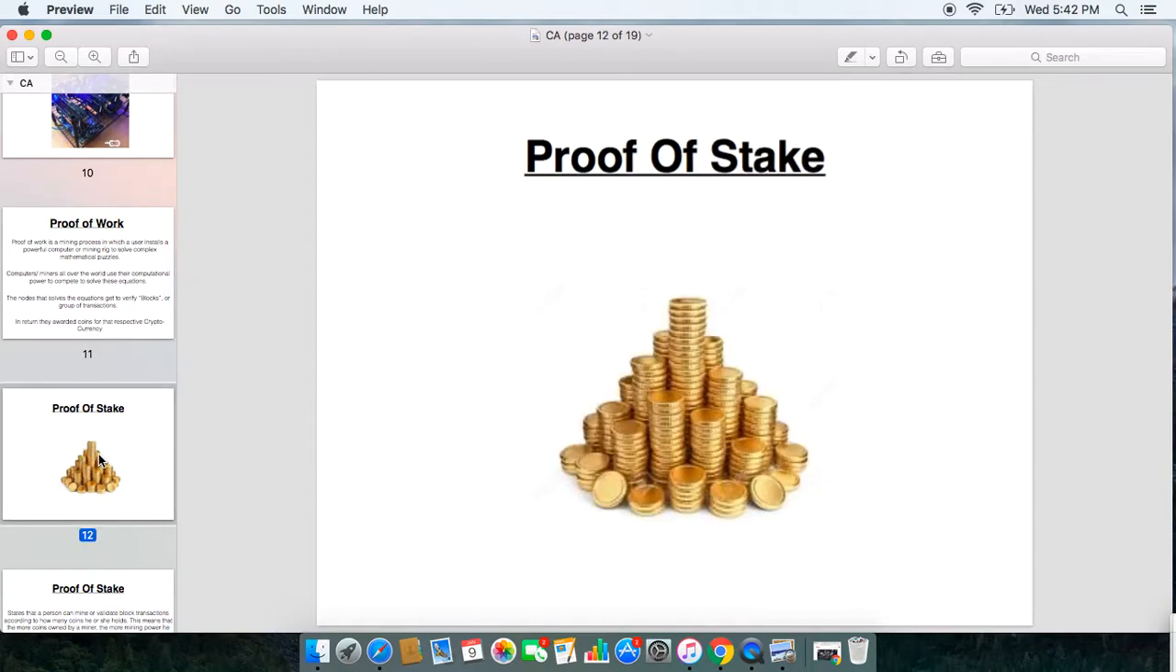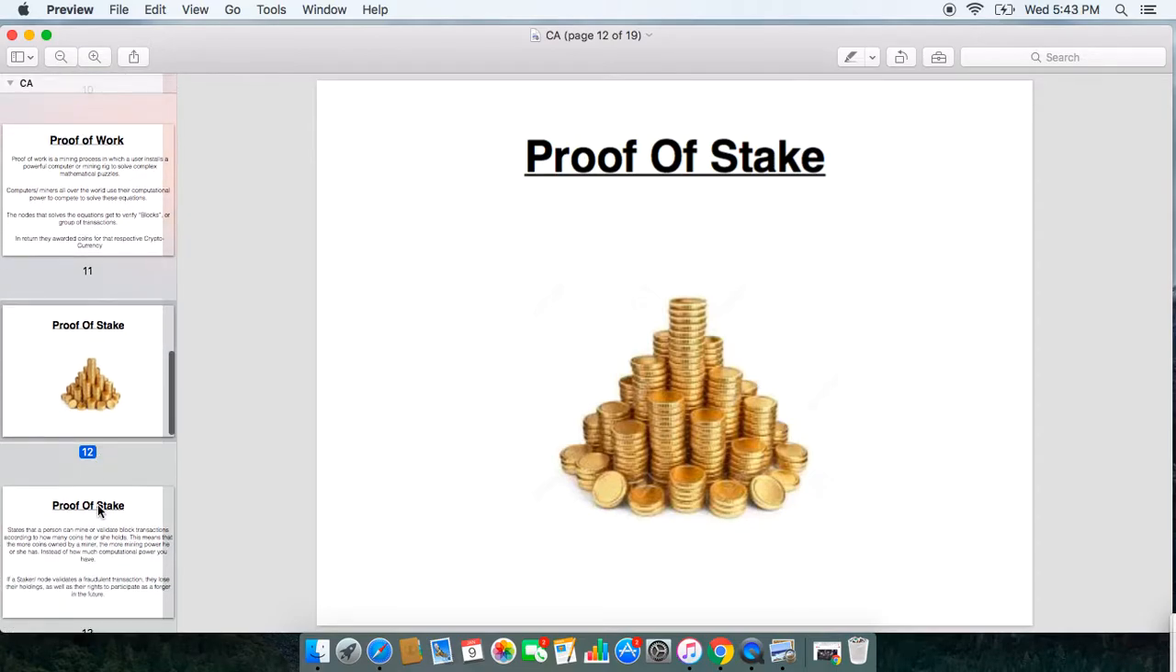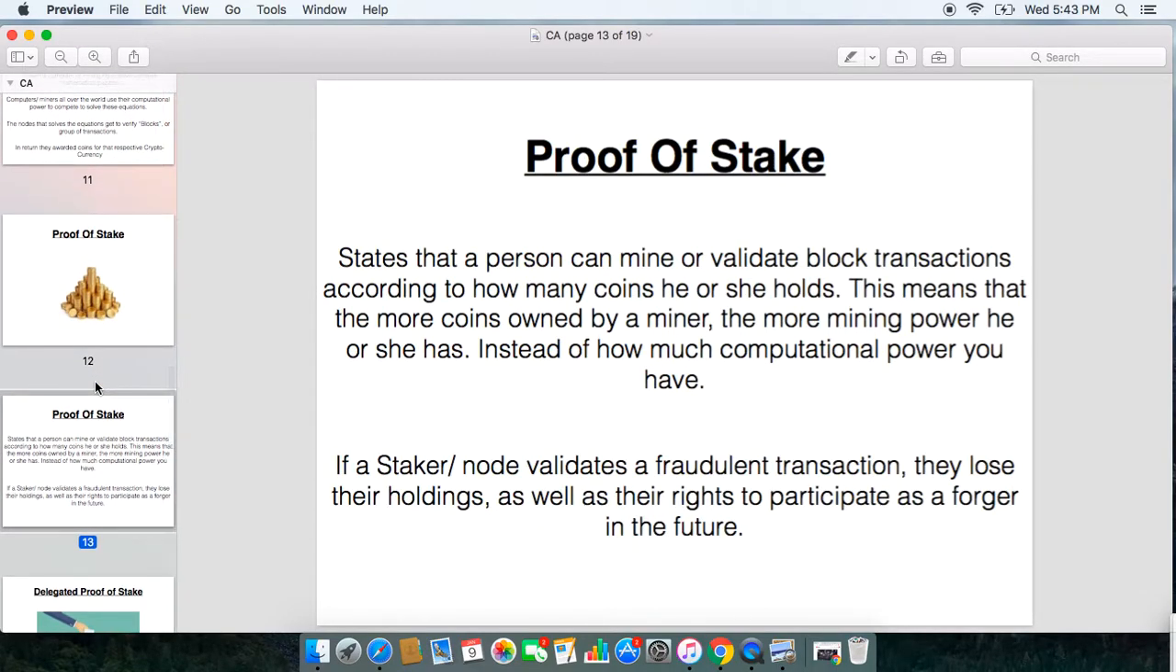Next, we have proof of stake. Ethereum is trying to transition over to proof of stake right now. I put a picture of a bunch of coins right there, just really giving you a visual that you're staking your coins. When you stake something, you're putting something at risk, or if you're staking your chips on a poker table, you're putting them up, to be taken or to be used against.